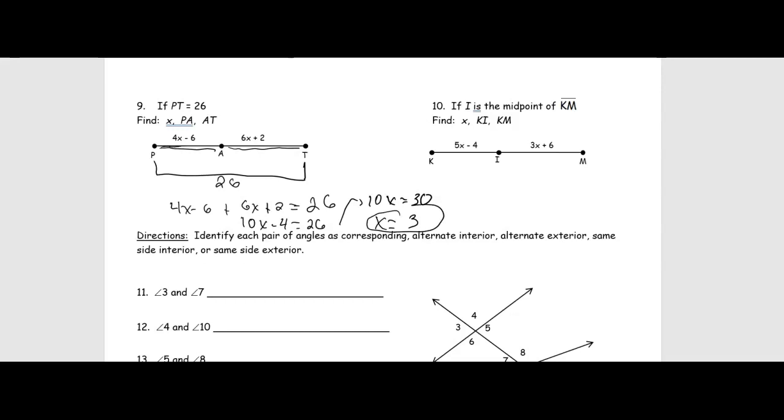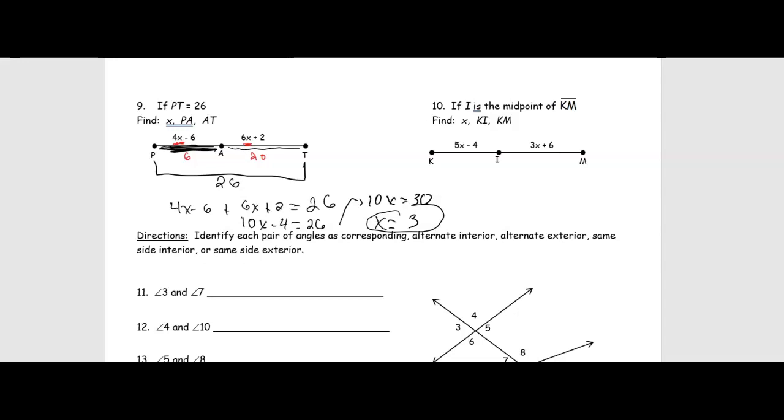And then now it's asking you, let's figure out each of these lengths. So if you let x be a 3 here, you get 4 times 3 is 12. Take away a 6. That's 6. If you let x be a 3 right here, you get 18 plus 2. That's 20. When we add those together, that's our 26 we were supposed to get.